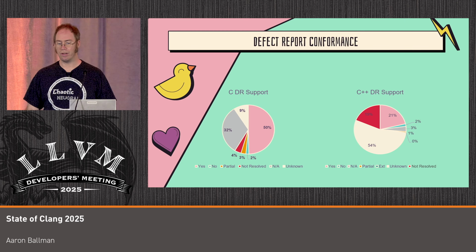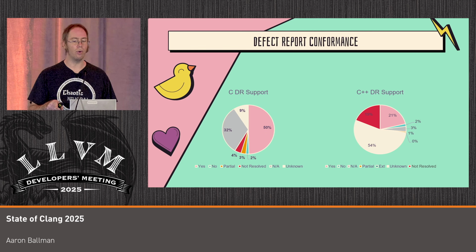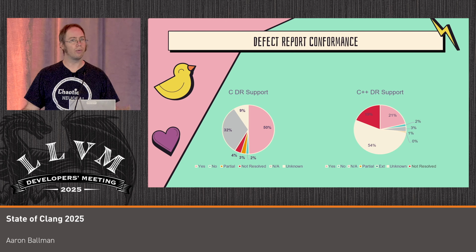The good news here on the takeaway is if you look at the no's, it's 2% for C and 2% for C++. So there's not a whole lot of things where we've just said, no, we haven't done this and we don't expect to.